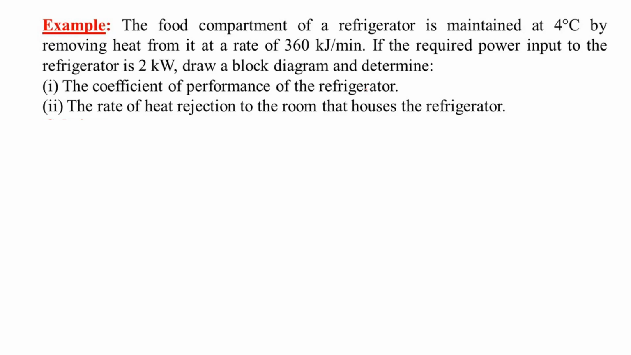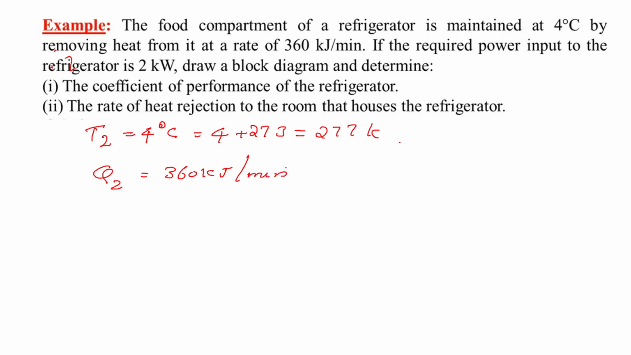Okay, so first, as usual, we have to write what parameters are given. The given T2 value is 4 degrees Celsius. We can write it as 4 plus 273, it will be 277 Kelvin. Now next one is Q2. Q2 will be 360 kilojoule per minute. That will be 360 divided by 60, it will be 6 kilowatt. Now work will be 2 kilowatt.